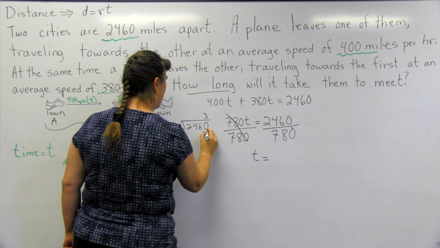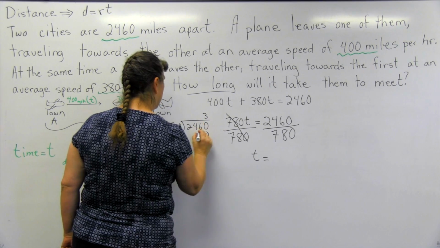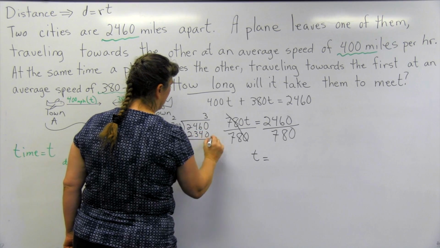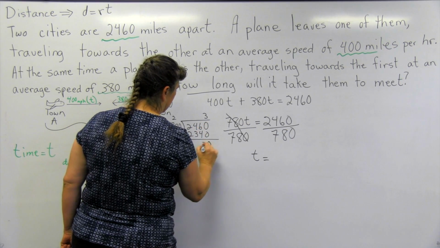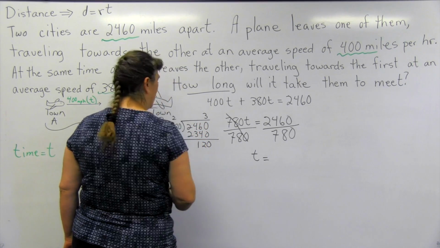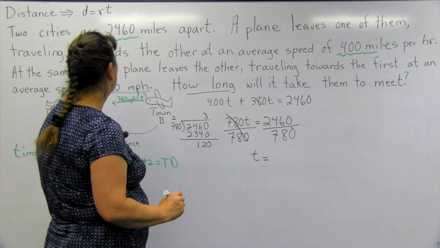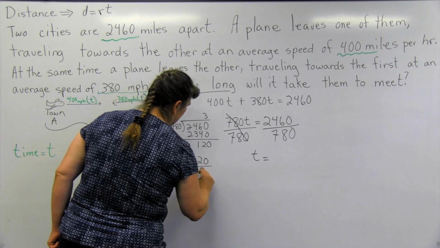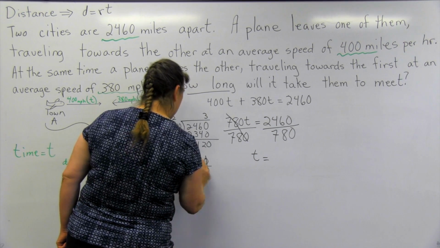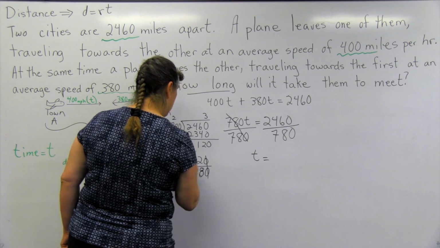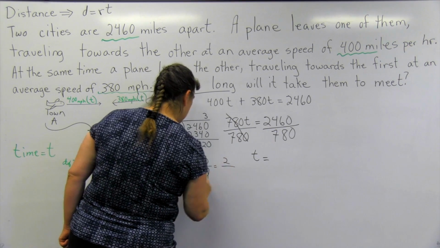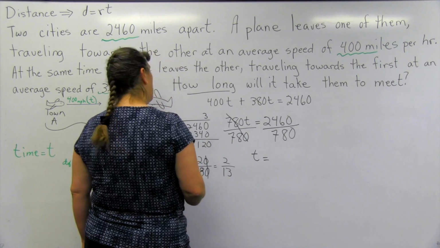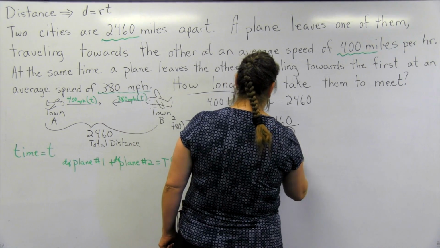3 times 0 is 0. 3 times 8 is 24. 3 times 7 is 21, 23. Guess what? It's not going to go in evenly. 0, 6, 2, and 1. 120 over 780. Not so nice. Let's go ahead and work it as a fraction and see what kind of a ratio we get here. If I had a calculator, I'd get it quick. Let's see, 6 goes into both of them, goes in 2 times. 6 into that goes 1 and 3. 2/13. Well, let's see, 3 hours and 2/13 of an hour.